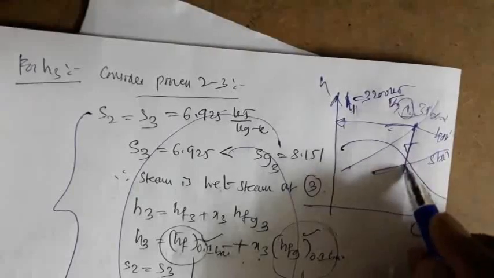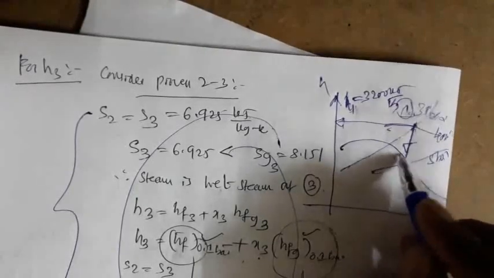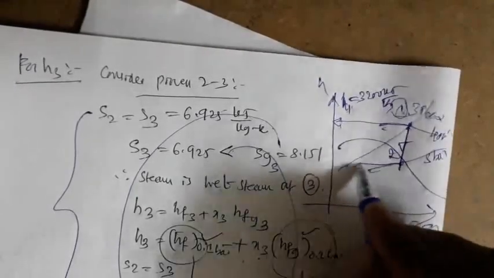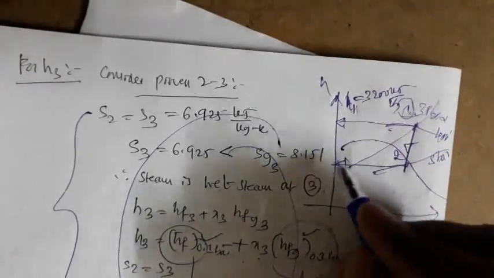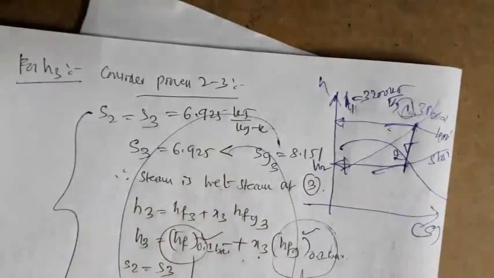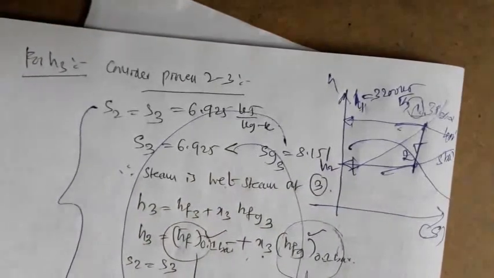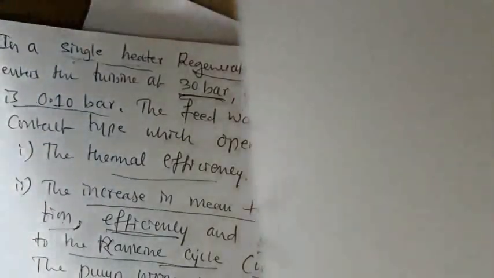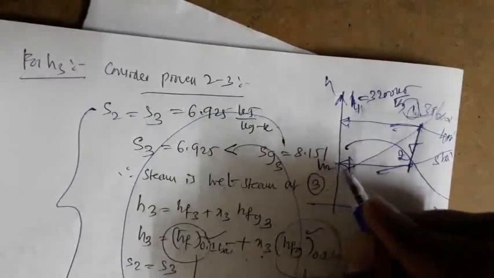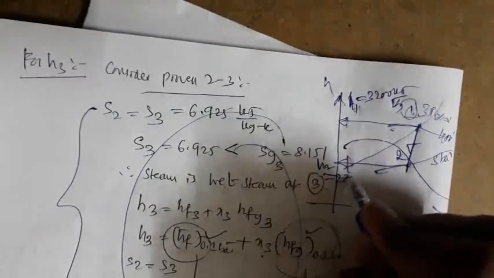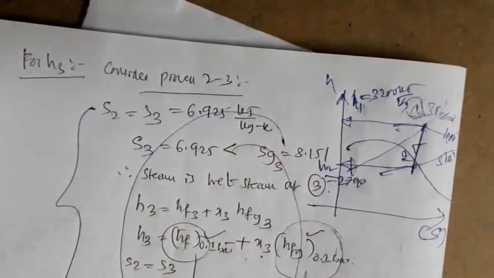So wherever both intersect, I can mark this as state point 2. If I drop a horizontal line towards the y-axis, I'll be able to get the H2 value. So the H2 value is around 2790 on the molar chart.